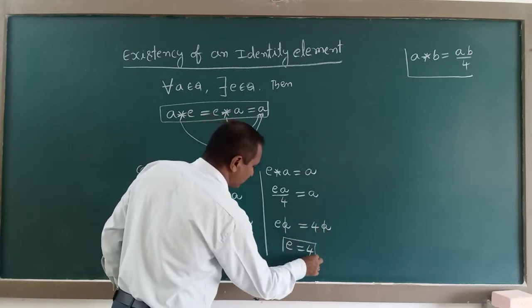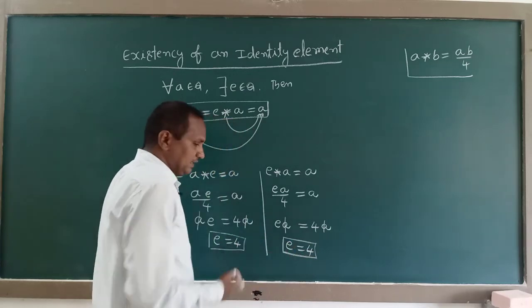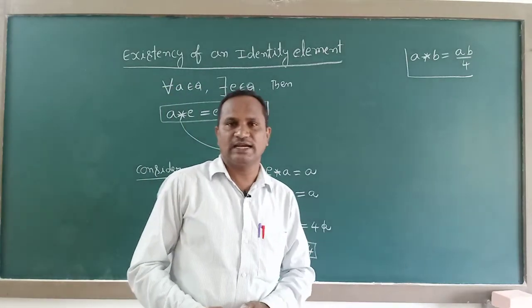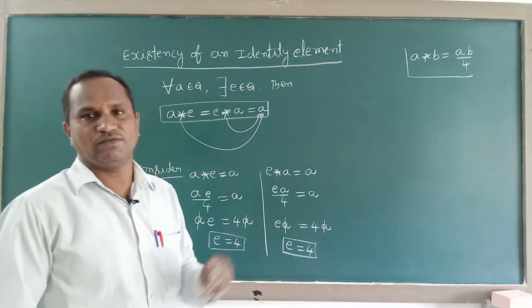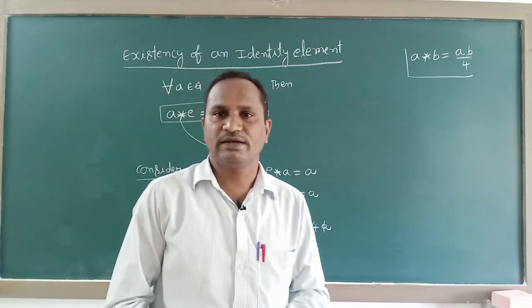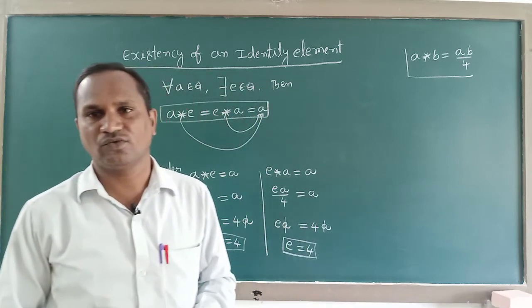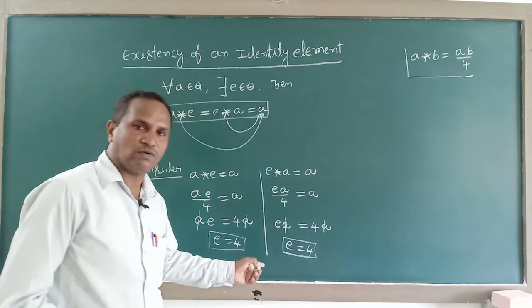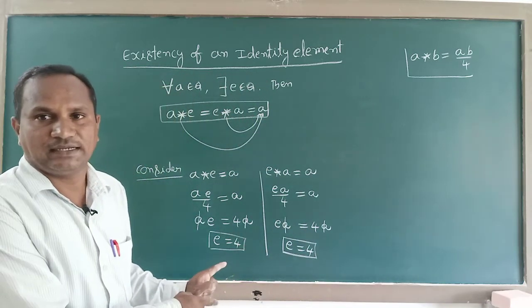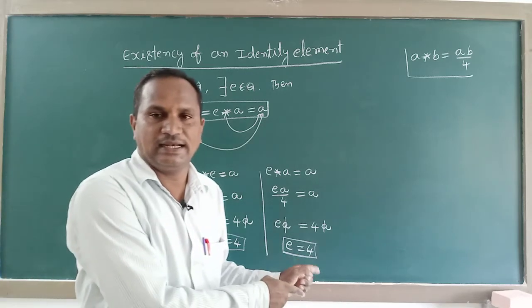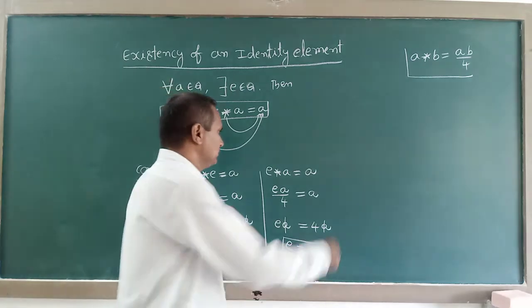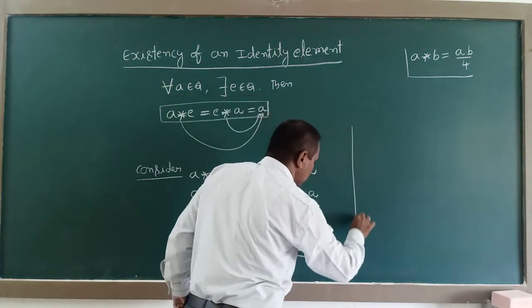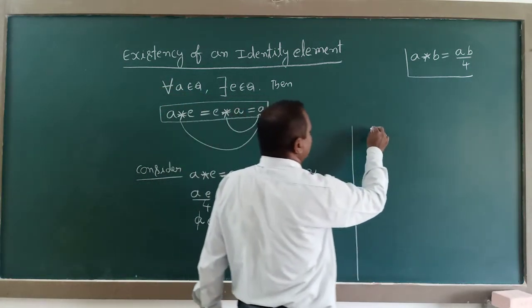E is equal to 4 means we are getting a unique value on both sides. E is equal to 4 and E is equal to 4. That's what we can easily tell here: an identity element exists, that is E is equal to 4. Because we have the same value, it should be the same. If you are getting it like that, we call that an identity element is a unique value. Here an identity element is unique.